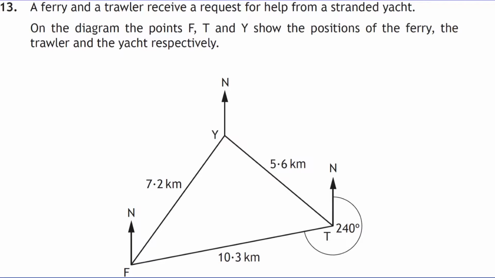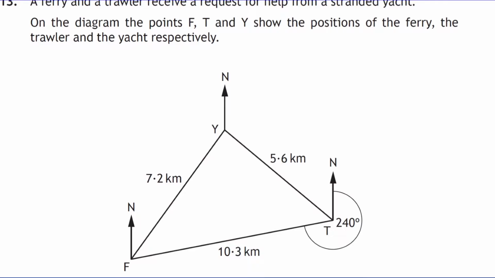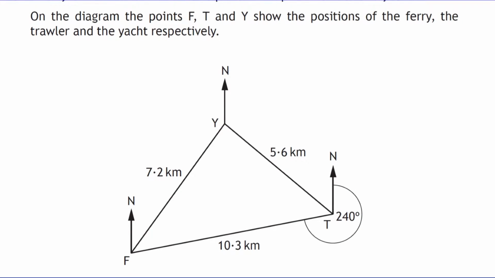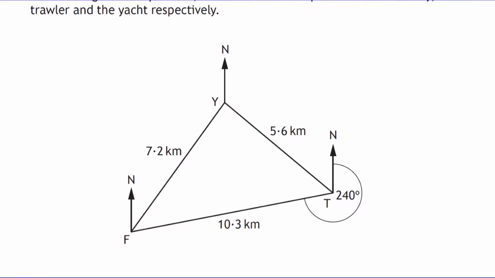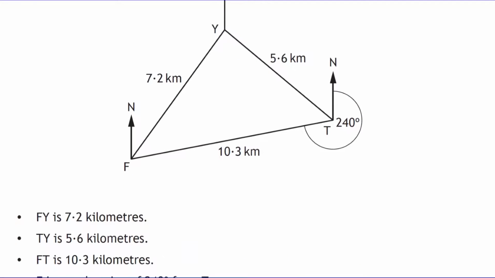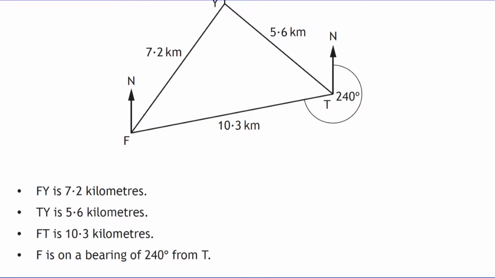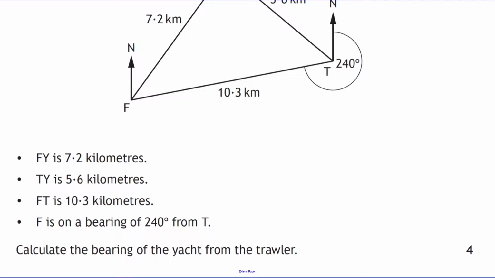A ferry and a trawler receive a request for help from a stranded yacht. On a diagram, the points F, T and Y show the position of the ferry, the trawler, and the yacht, respectively. Okay, good. So FY is 7.2. All this information is already in the diagram. You can see it's all here. There's nothing missing. Calculate the bearing of the yacht from the trawler.